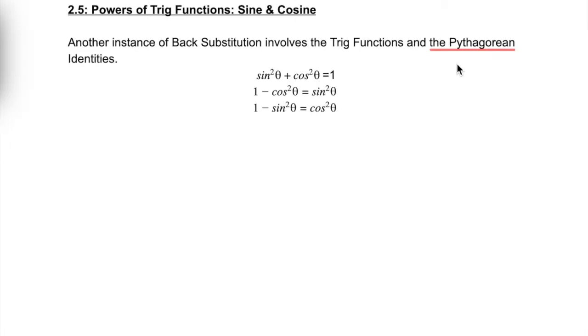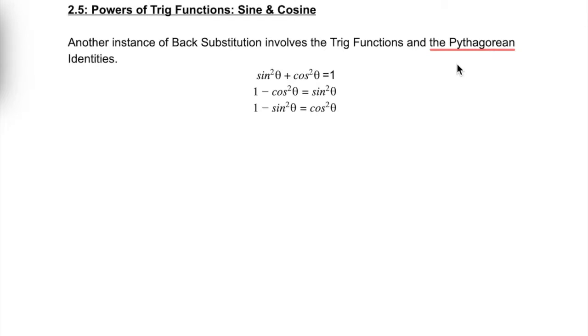With 2.5, we're learning about powers of trig functions with sine and cosine. And there are two cases of integrating with sine and cosine. And the easier and more often seen example on the AP test is when the power of sine or cosine is an odd number. One of whichever function has the odd power will be the du, and the rest of those functions can convert to the other trig functions by means of the Pythagorean identities.